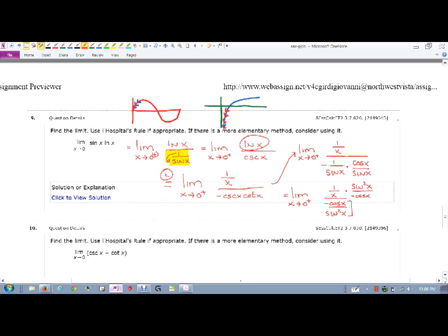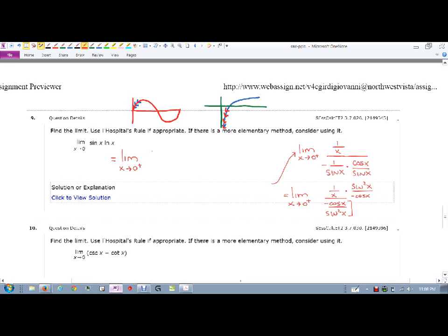Okay, so at this point I've got quite the mess. I have equals the limit as x approaches 0 from the right of sine squared x over negative x cosine x. Now, if I were to go and let x be 0 right now, I'd get 0 on top, sine of 0 is 0, and on the bottom, that x would make it 0 as well. So I could use L'Hopital again here.